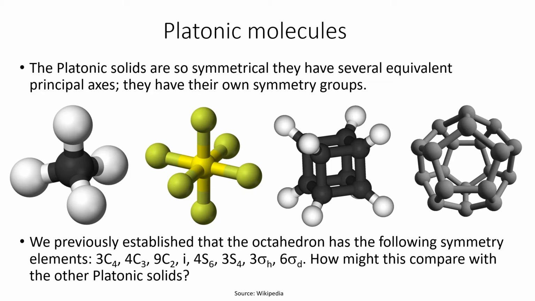Normally a molecule has got a single principal axis around which there's the greatest symmetry, and then it'll be given some kind of symmetry label based on its properties around that principal axis. But these very symmetrical Platonic solids have multiple equivalent principal axes, and for that reason they tend to get special labels that reflect this very, very high symmetry. As you can see, we've got a very large number of symmetry elements with the octahedron, and it'll be interesting to compare this with the other Platonic solids, and this is what we're going to go on and do now.